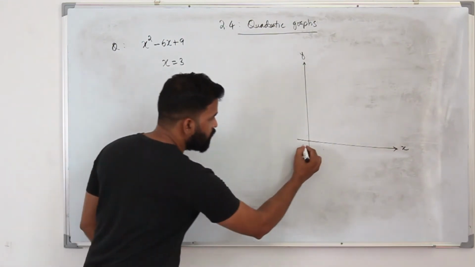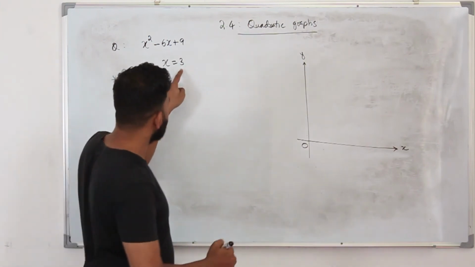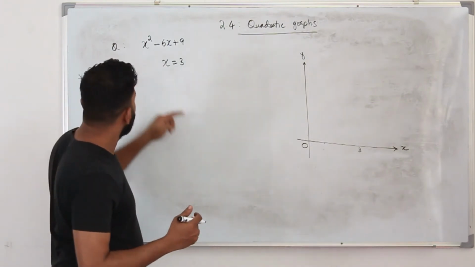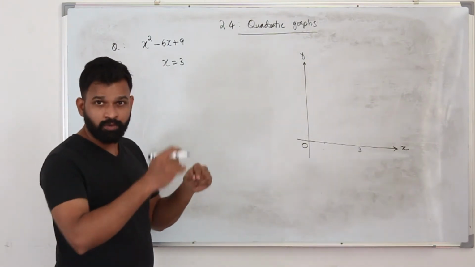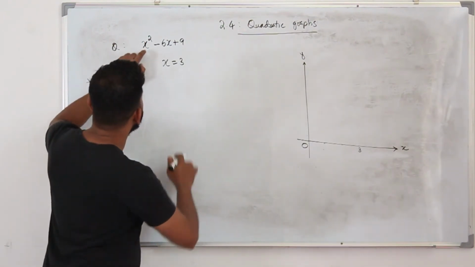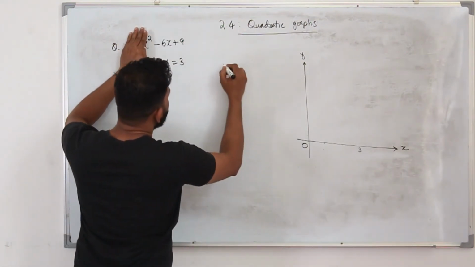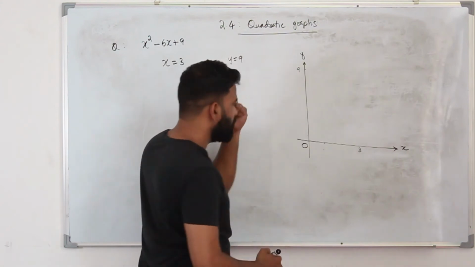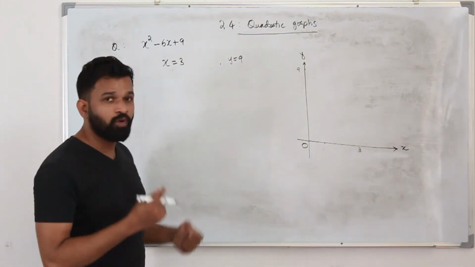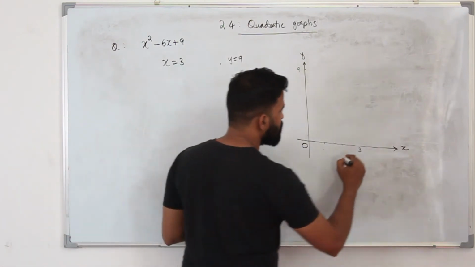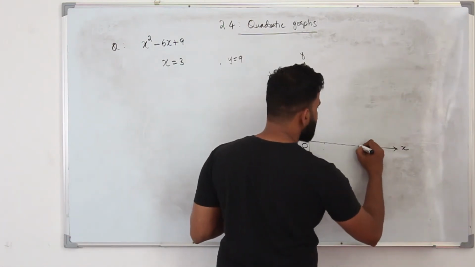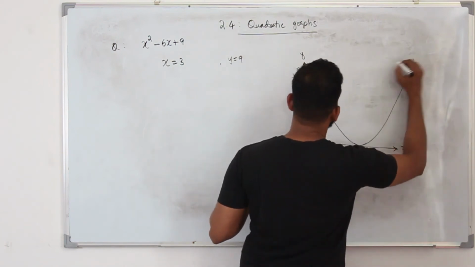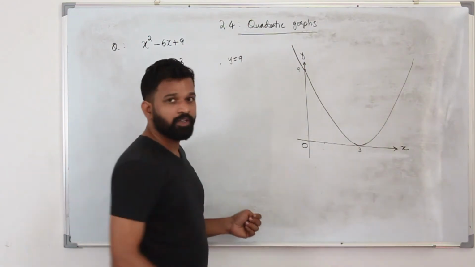Even if you get one value, plot this, label the axes and the origin. Now your x-intercept is 3. 1, 2, 3. Let's say 3 is here. Now the coefficient of x squared is positive, so it's a U-shaped curve. And when you replace x by 0, your y-intercept is 9, somewhere here. Now how do we sketch the graph? There is only one x-intercept. That's okay. Just draw a U-shaped curve that touches the x-axis at the point 3. This will be your graph.